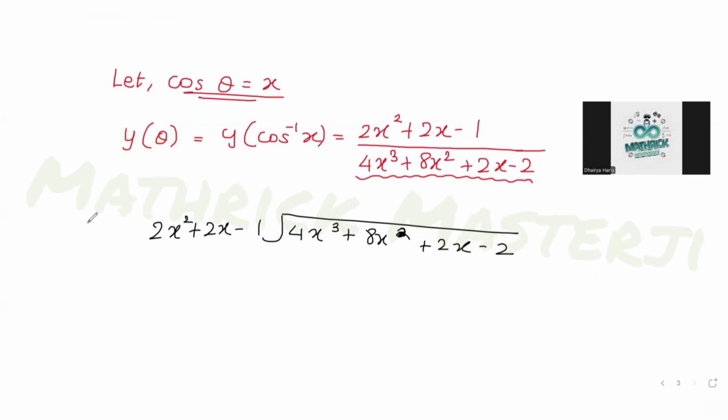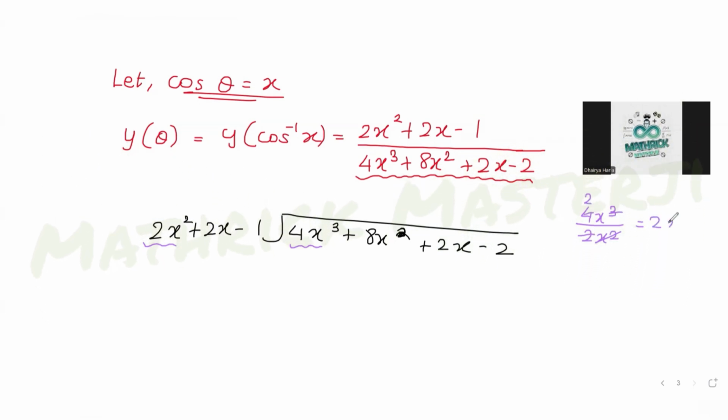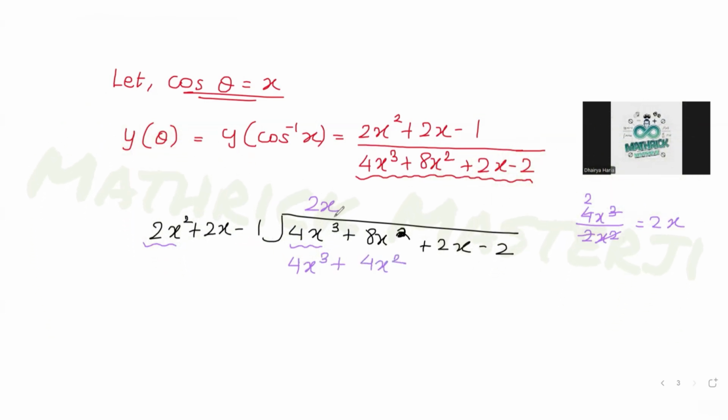So if I try to divide it, taking my first terms, 4x cubed divided by 2x squared, x cancels, x squared cancels, I'm just left with 2x. So I write 2x. Once I get my first term, I'll multiply that first term with all three of them. So 2x into 2x squared gives me 4x cubed, 2x into 2x gives me 4x squared, and 2x and minus 1 makes it minus 2x.